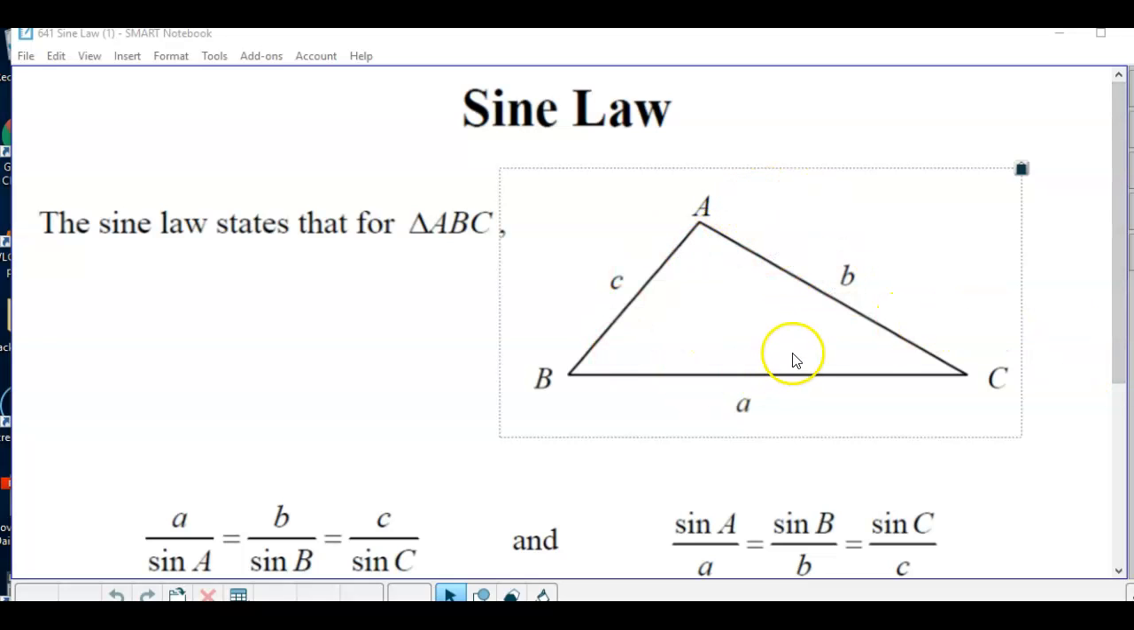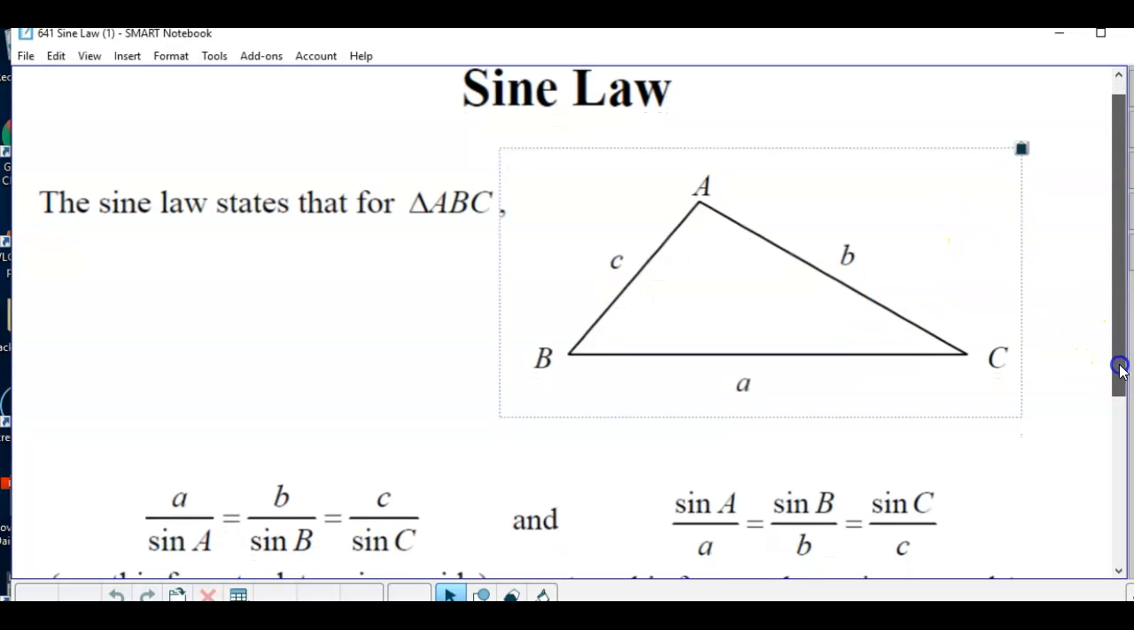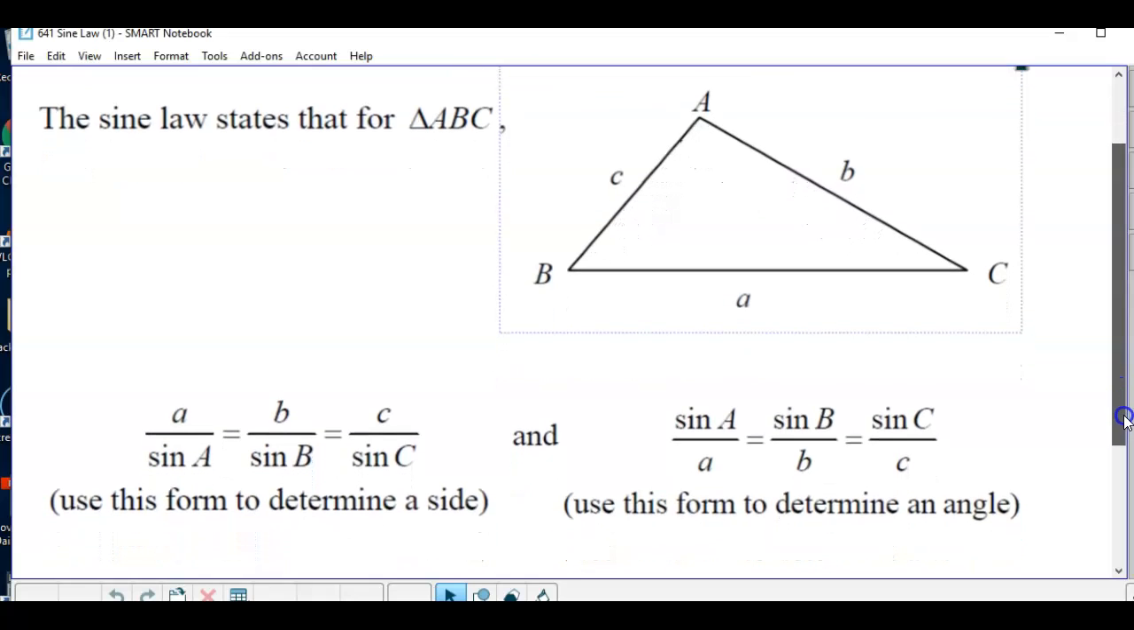So here's an example of an oblique triangle. It kind of looks like A might be 90, but it's not, and certainly we haven't been told that it is. We can use the sine law in 90-degree triangles, but it's a little bit more work. So if you have a 90-degree triangle, just use your regular trig ratios. In any case, this is the sine law.